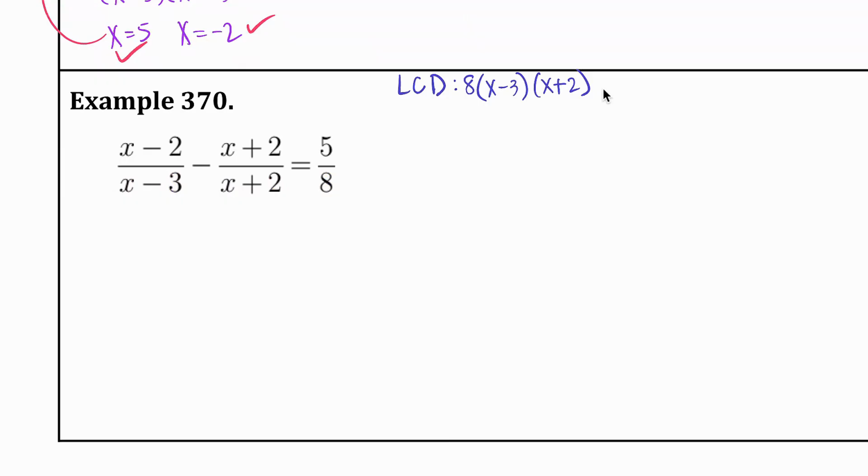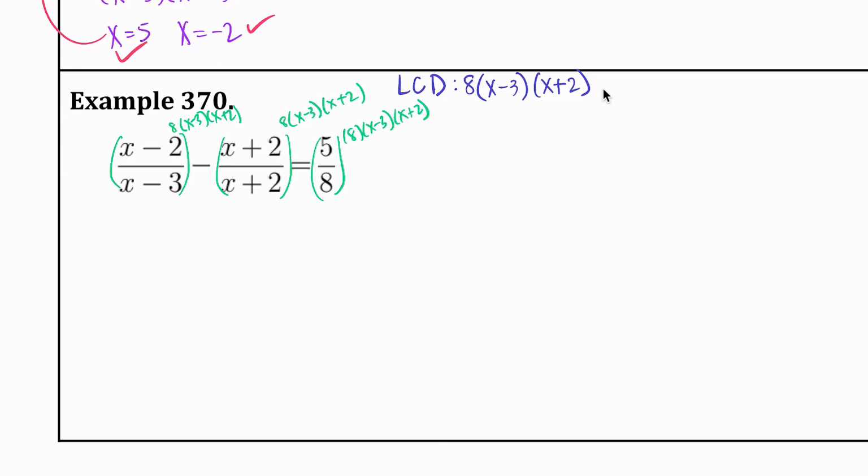Okay, so this is a lot to multiply. So I'm going to write small. We have to multiply all these pieces by that. We're going to multiply this by 8 times x minus 3 times x plus 2. Multiply by 8 times x minus 3 times x plus 2. Multiply by 8 times x minus 3 times x plus 2.